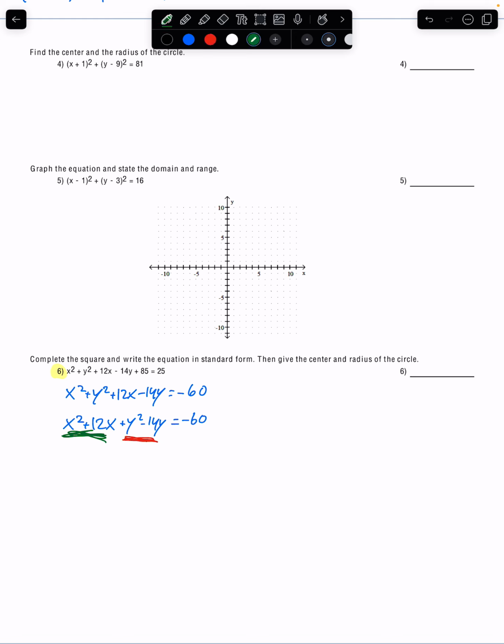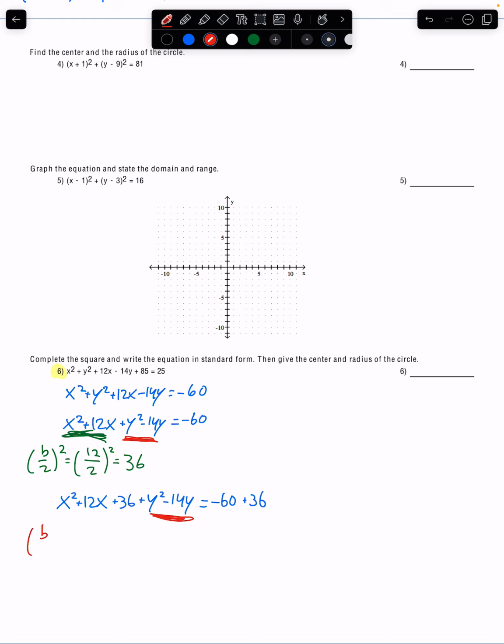And for the green side, we're just going to use the b over 2 squared, which you've seen before, and the b in this case is the 12, so it's 12 over 2 squared, and that's equal to 36. And since it's equal to 36, what we do is we're going to add that to both sides. But we still need to do the same thing for y, the red side.